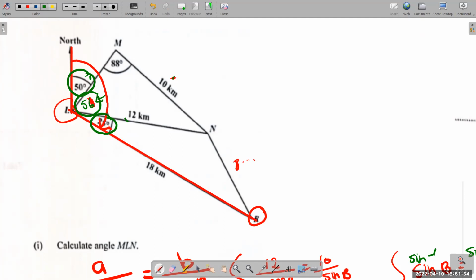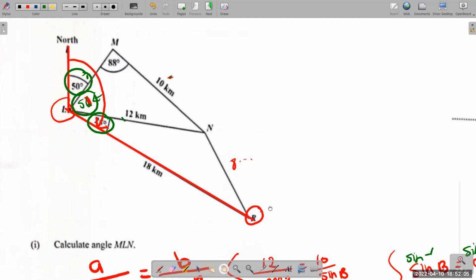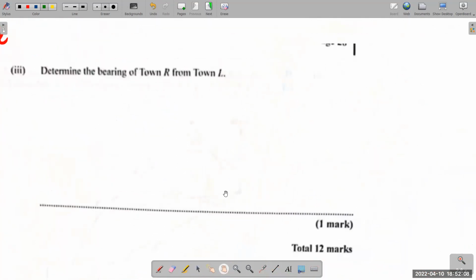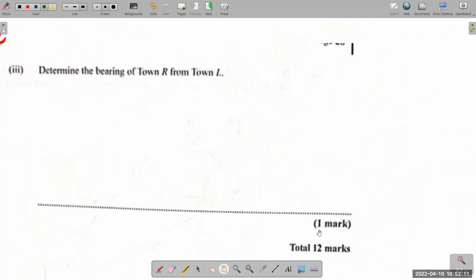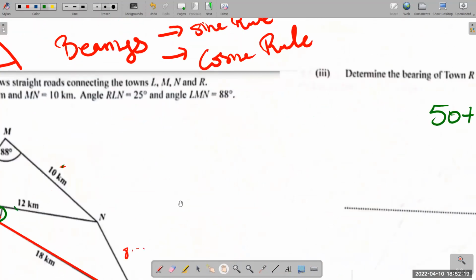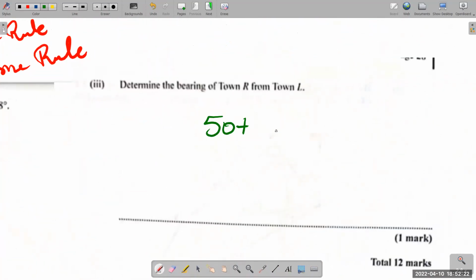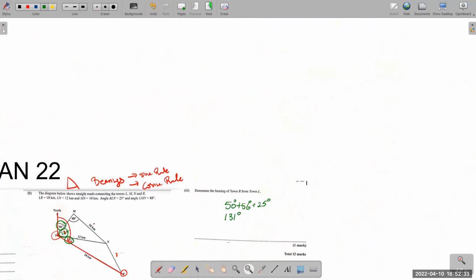Talk to me, because this is how these questions come up a lot. And as we move forward, I expect you to see and look for these things. So our working is 50 plus 56 plus 25. You see why it's just one mark? Hello? Because they expect you to know to just add the three. So 50 plus, what was it again? 56 and 25. 56 plus 25. Why did I say 131? Remember, don't forget your degrees sign. 131 degrees.